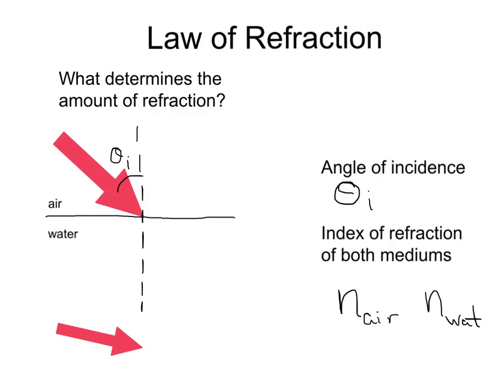So it's these three factors that are going to determine where this ray of light will end up being in the water. You guys know from experience it'll be something like this, something closer to that normal line. We know it won't go straight through, it'll actually bend towards the normal. Let's see how these factors are related.